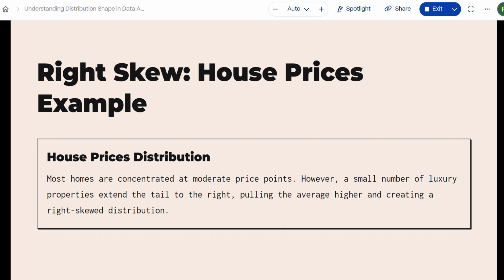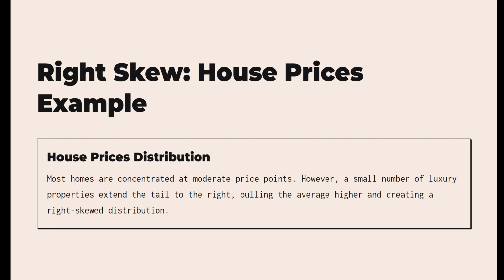Now let's understand by taking an example of both right skew and left skew. A right skew example can be house prices. Most homes are concentrated at moderate price points. However, a small number of luxury properties extend the tail towards the right, pulling the average higher and creating the right skew distribution.